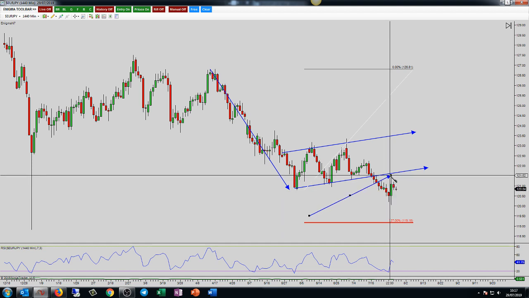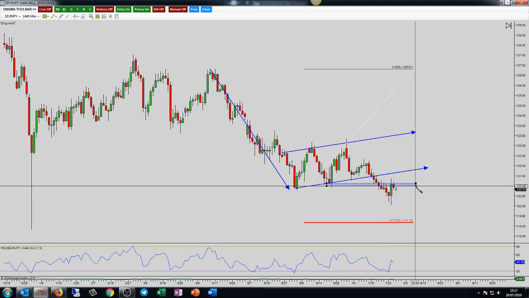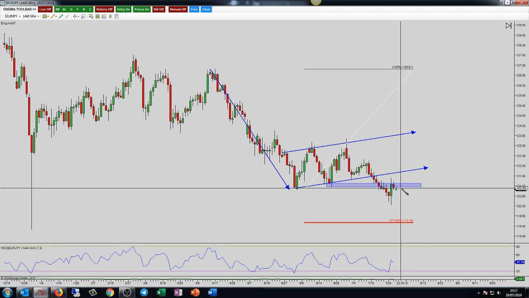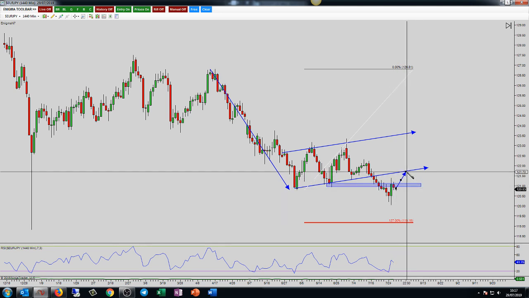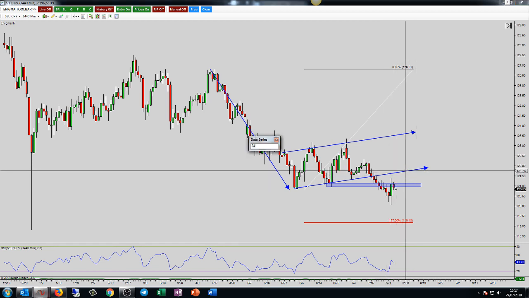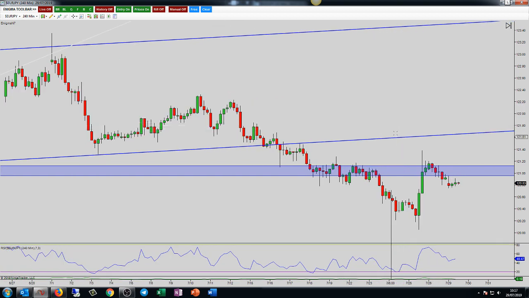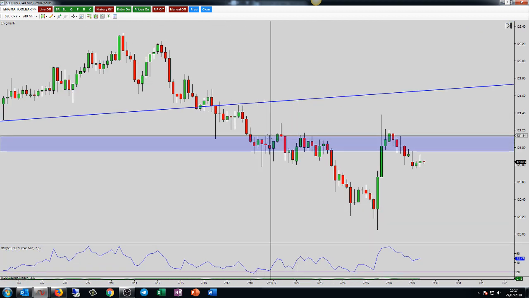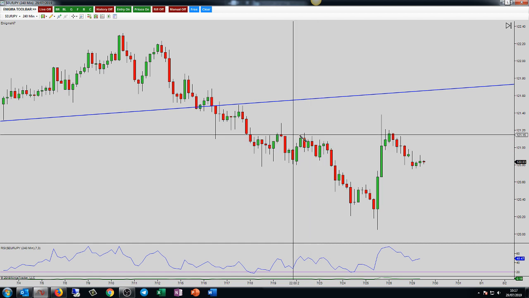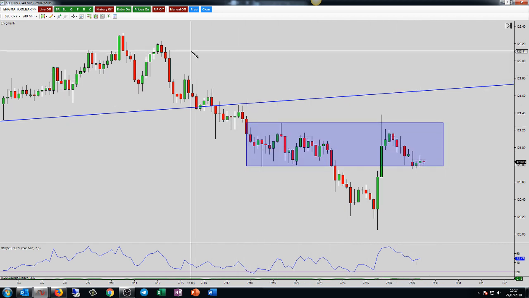Now, we didn't quite get up to test the pole. However, we did come up to test the wicks just here. But I would still like to see another pop to the upside here and actually see this trend line tested. And let's drop down to the 240 and take a look. And what we've done here, guys, is this structure level just here.